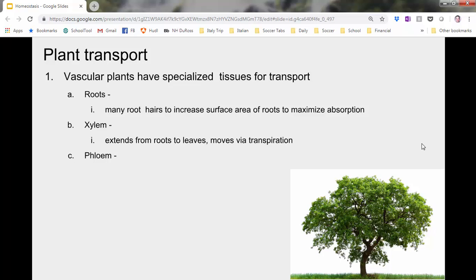A tree. So in plants, material needs to be moved around from one part to another. Some plants are really small. There are some plants without any vascular tissue at all. Basically, they can absorb the nutrients and materials they need directly from the air and water. Those are non-vascular plants, but that's not the majority of plants. Most plants do have what we call vascular tissue, and this vascular tissue is what allows things to move around inside of the plant.